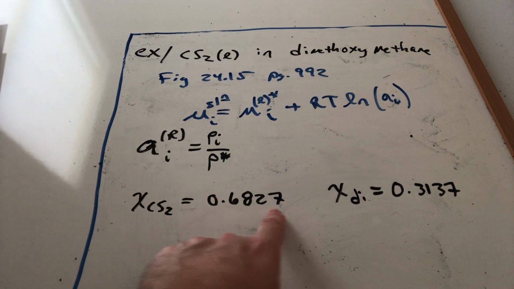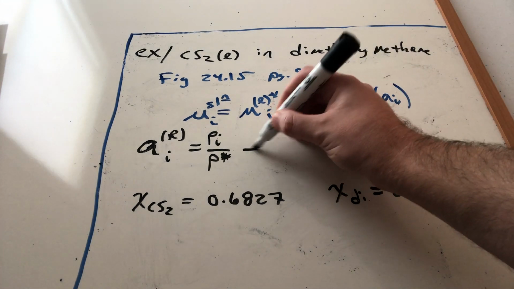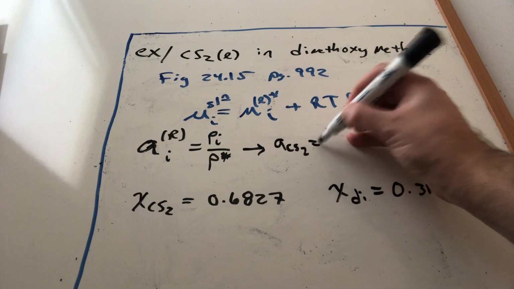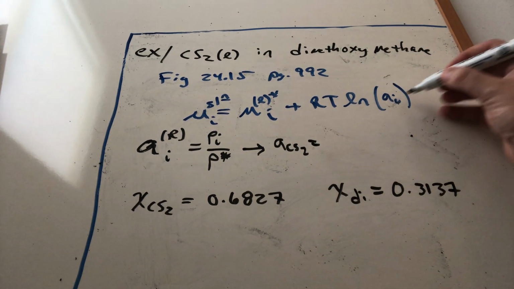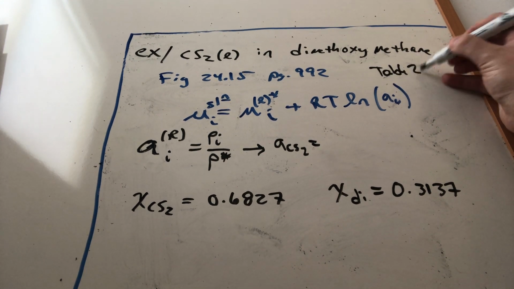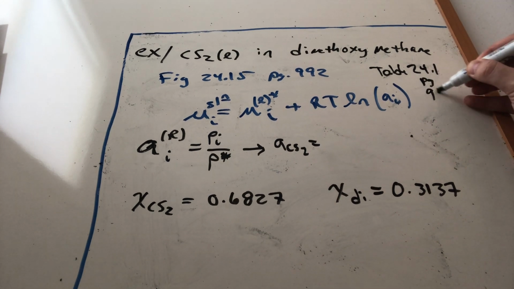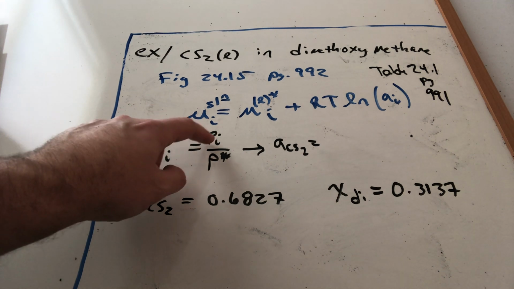If A is different than this, then we can analyze the result accordingly, right? So with this in mind, what your book does is they calculate A for CS2. And what they find is, all right, using table 24.1 on page 991, there's a vapor pressure table there. They find the correct P.